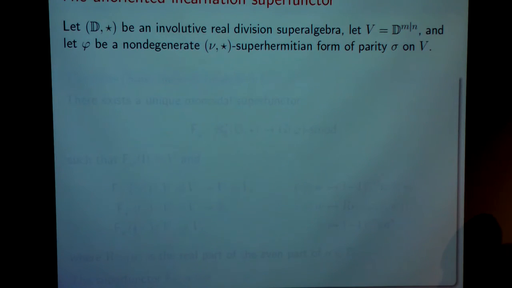And then we have the relation to representation theory, which is the whole motivation. So we fix one of these involutive real division superalgebras. We again pick our V to be D^{m|n}. And now we fix some non-degenerate star super Hermitian form of parity sigma on this space.